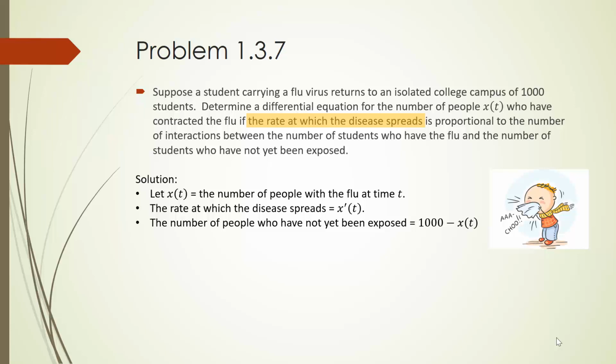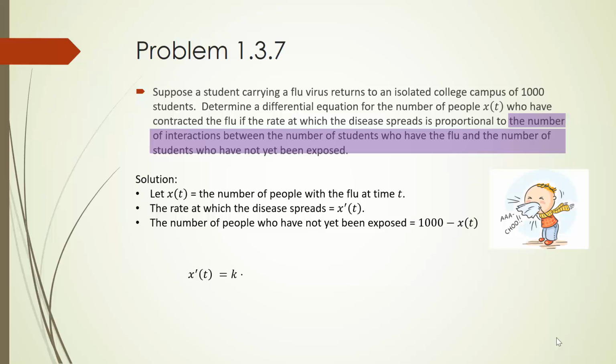The rate at which the disease spreads is going to be x prime of t. And then we want the proportionality constant, we'll just call that k. And then the number of interactions between students who have had the flu and who have not yet been exposed will be the product of the people who have had the flu, which is x of t, and the people who have not yet had the flu, so that's 1,000 minus x of t. So this is our differential equation.